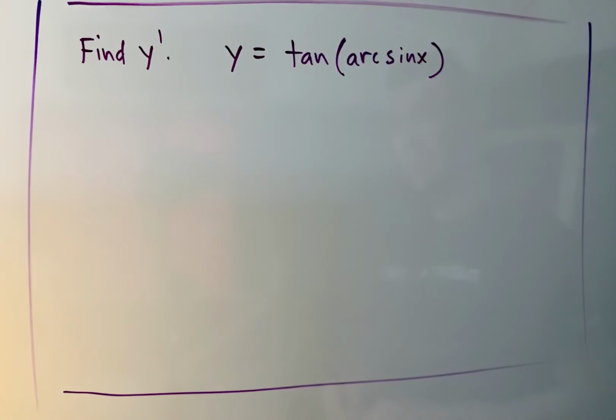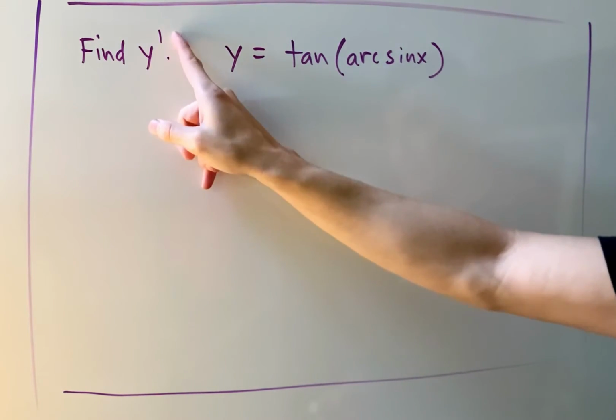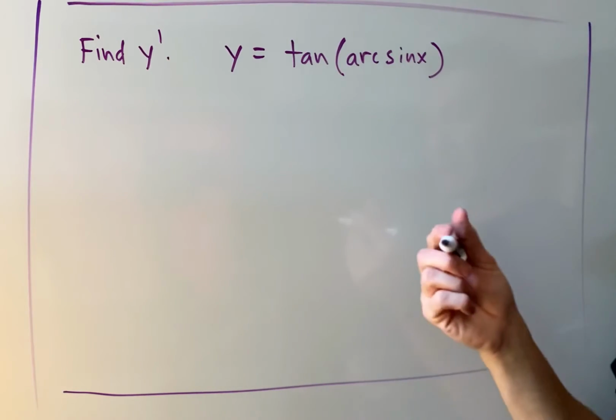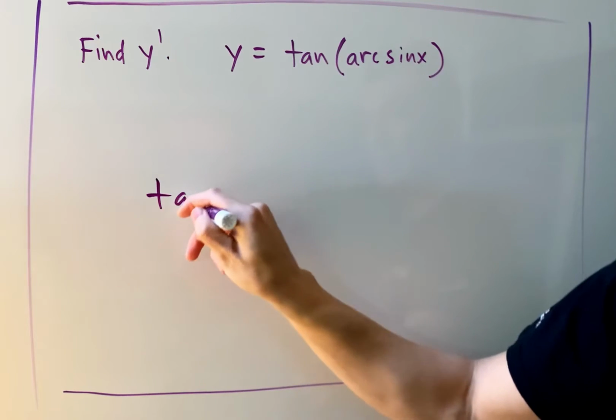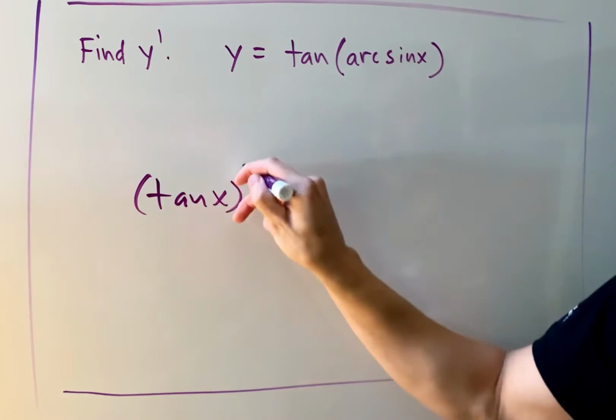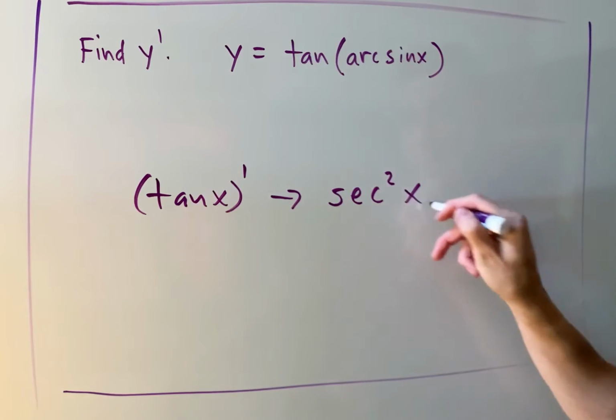And for this one here, we want to find dy/dx, otherwise known as y prime. And a couple of quick reminders here. Remember that the derivative of tangent is secant squared x.